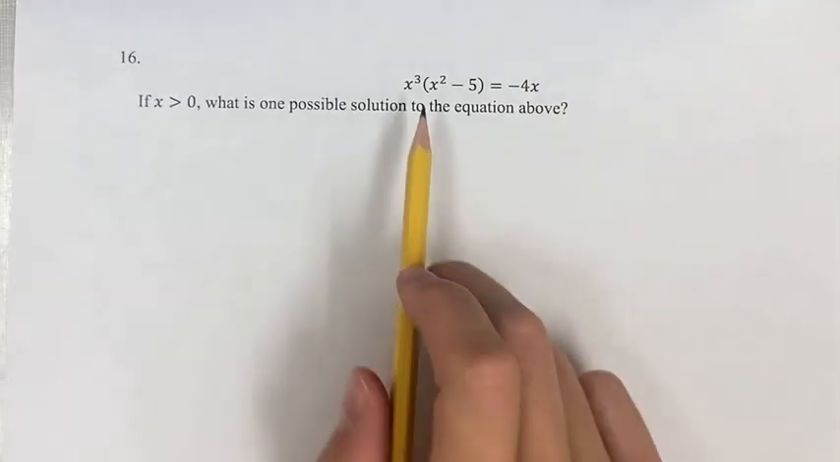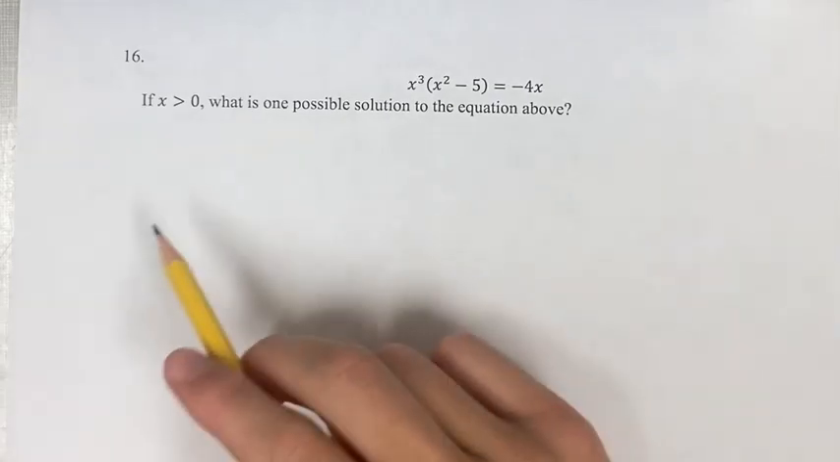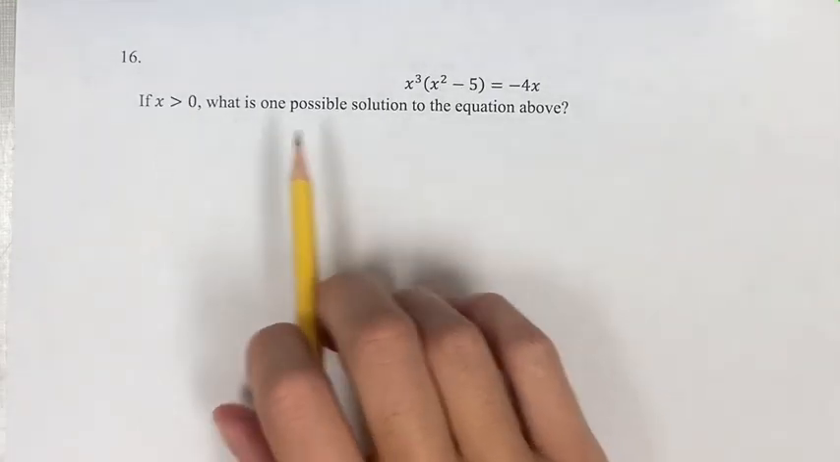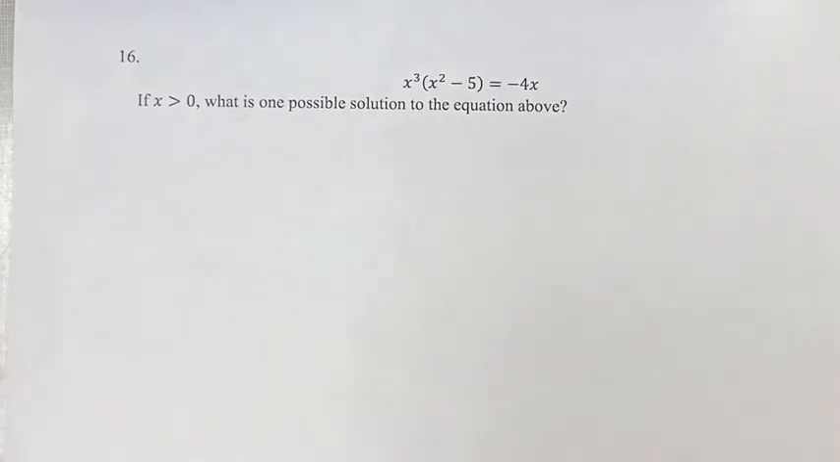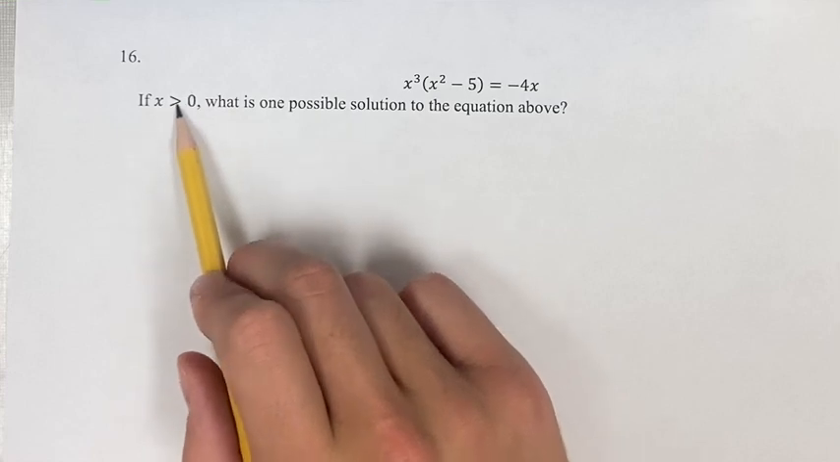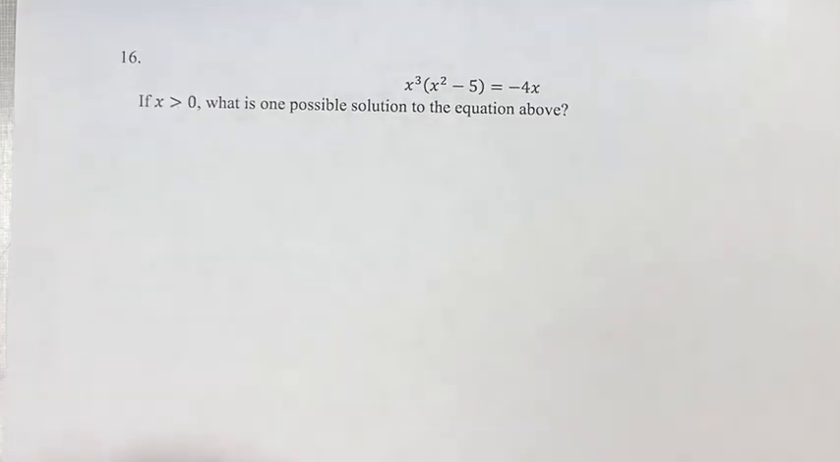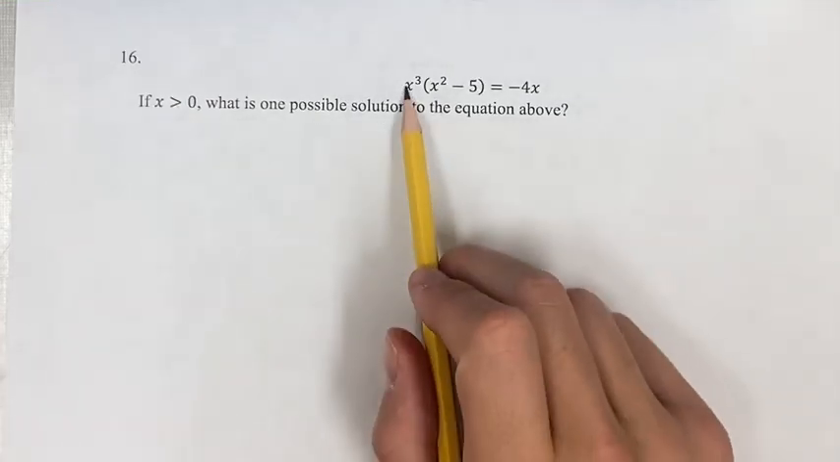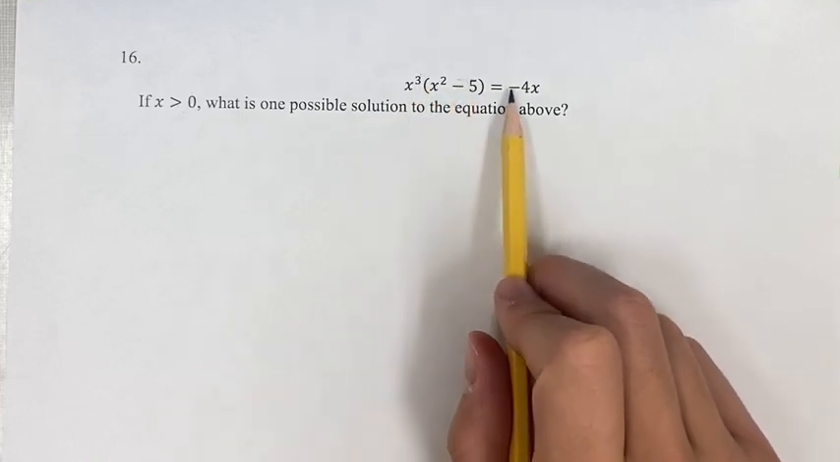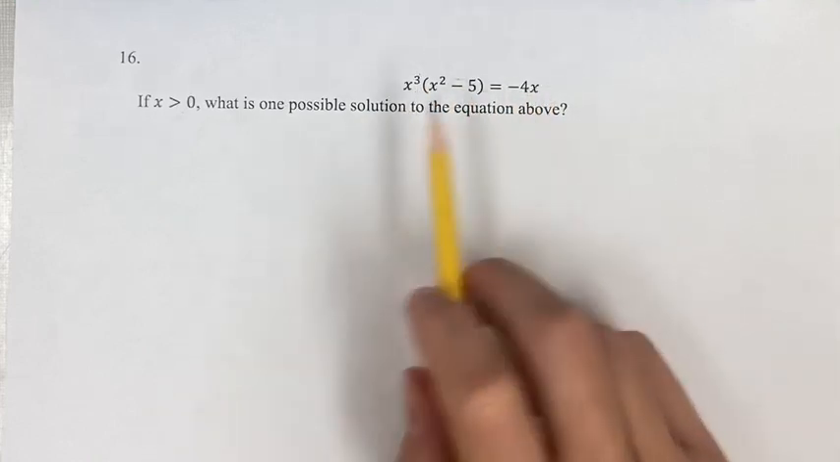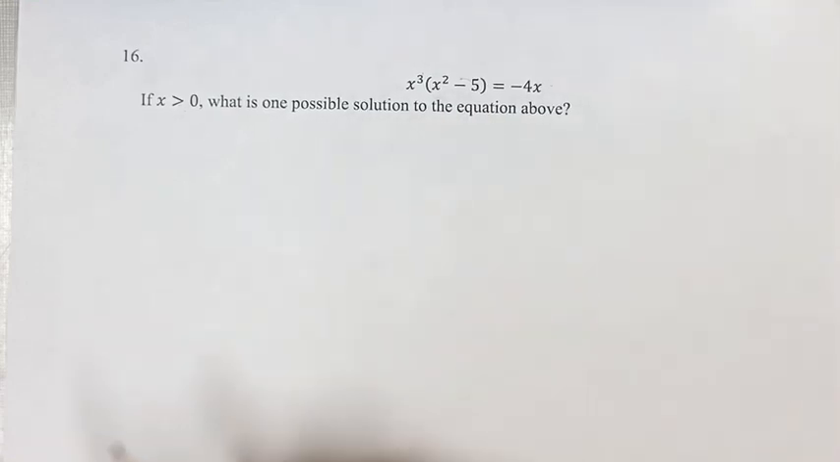In this problem, we're given this equation, and given that x is greater than 0, what is one possible solution to the equation above? The reason they're not giving us the opportunity for x to be equal to 0 or less than 0 is because if you plug in 0, 0 cubed times whatever this is going to be equal to negative 4 times 0, because both sides are going to be 0, and you'll find that 0 is a solution. So they don't want you to do that. They want you to actually solve this equation.